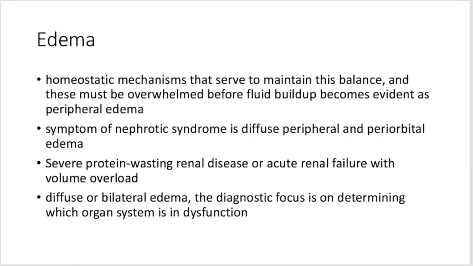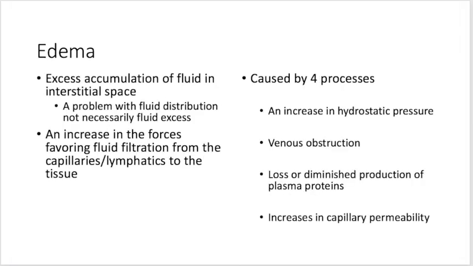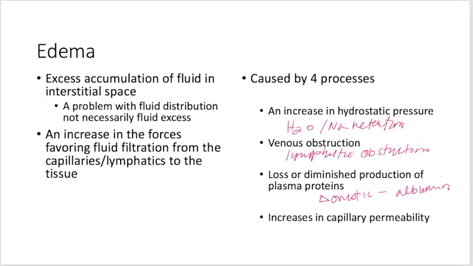You can have certain things like nephrotic syndrome. We may have severe protein wasting, renal disease, or acute renal failure with volume overload. And again, it's a shifting of that balance and a change in fluid distribution. For processes, we can have an increase in hydrostatic pressure, obstruction, or sodium or water retention. We can have a loss of plasma protein, which would change the oncotic pressures, and an increase in capillary permeability. We talked about that in the inflammatory and immune responses.